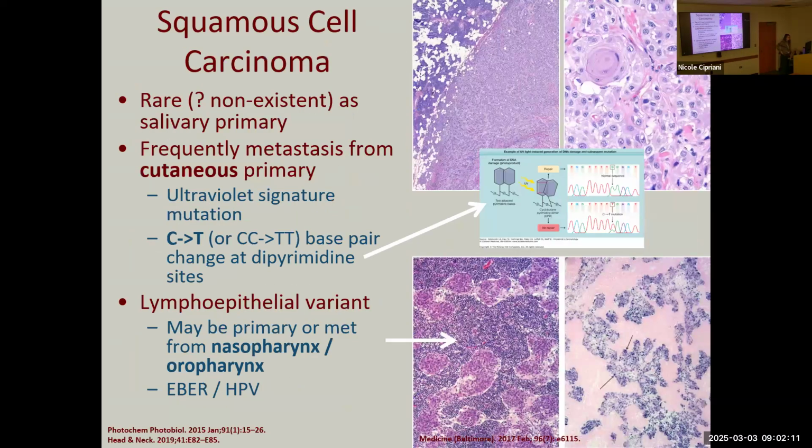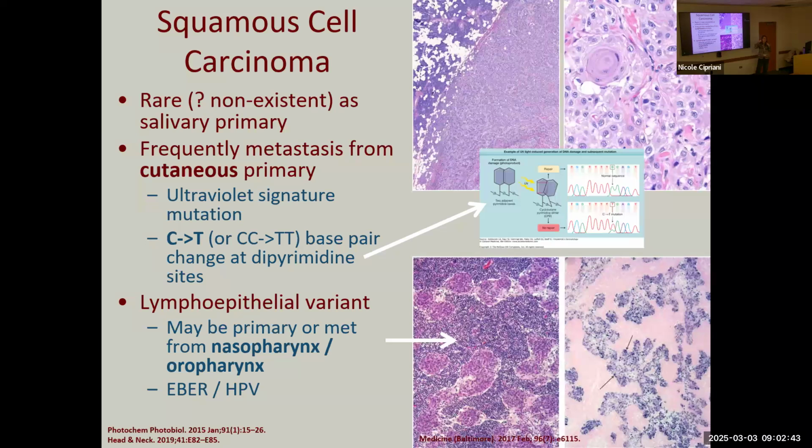And lastly, squamous cell carcinoma of the glands. So probably not existent as a salivary primary. These are probably either metastases from the skin, in which case UV signature will be present, or they can be metastases from the nasopharynx or the oropharynx, in which case you might find EBV or HPV, depending on where you're coming from, or direct extension from like an intramucosal site.